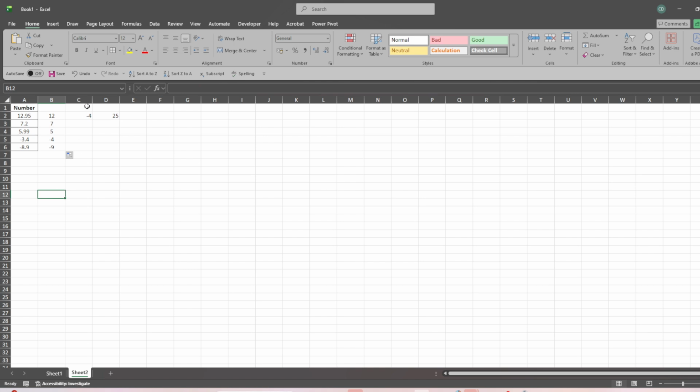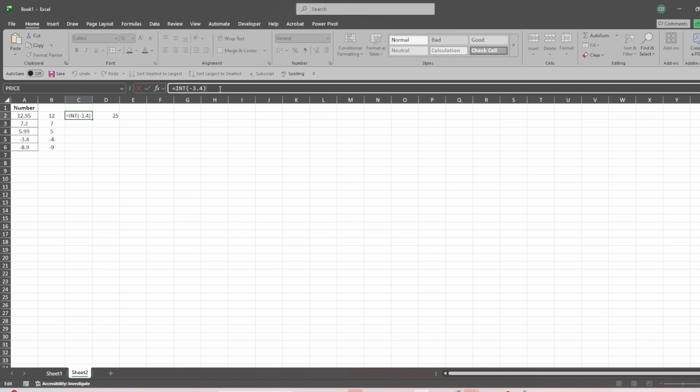Now let's look at a negative number. If you type equals INT open parenthesis, negative 3.4 close parenthesis, the result is negative 4. This is a key detail. INT does not simply chop off the decimal. It always rounds down. And for negative numbers, rounding down means moving farther away from 0.